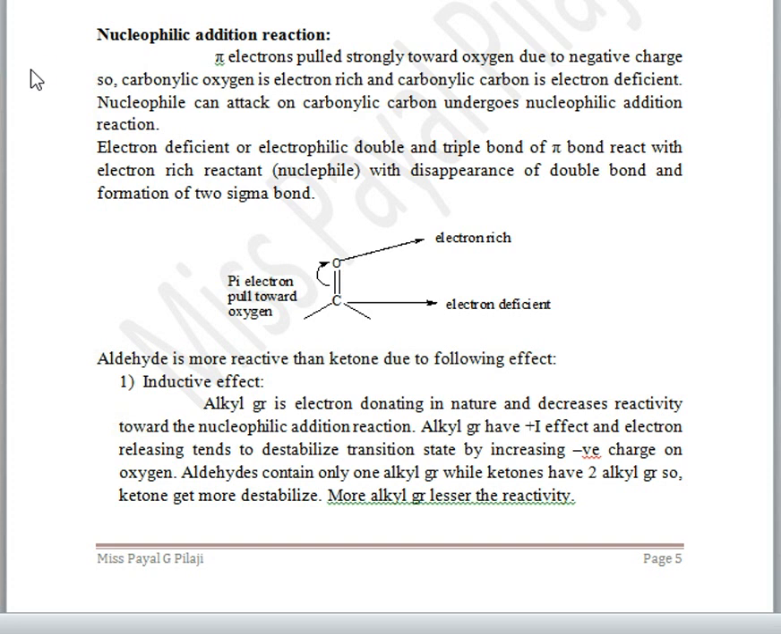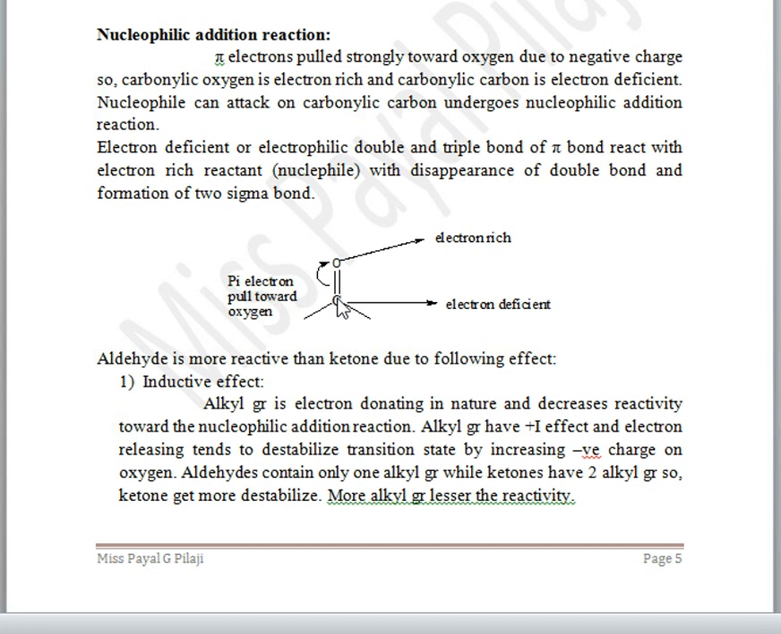Hello everyone. Our next topic is aldehydes and ketones. The next point is the nucleophilic addition reaction. The pi electrons pull strongly toward the oxygen due to the negative charge present on the oxygen. The oxygen is electron rich and the carbonyl carbon is electron deficient. A nucleophile can attack the carbonyl carbon, which undergoes a nucleophilic addition reaction.